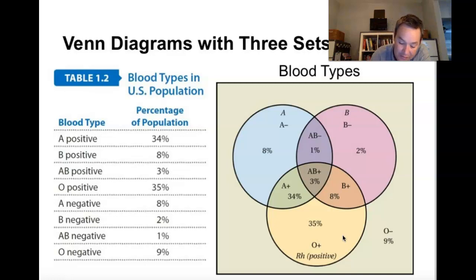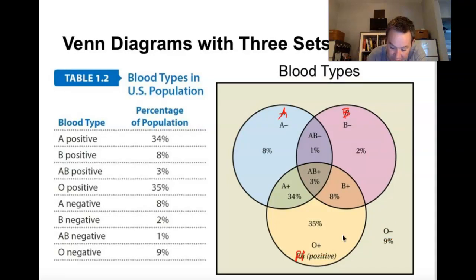And you can analyze that Venn diagram for how those relationships interact. So you have the set of A, the set of B, the set of Rh positive. So those outside, those that don't have antigens A or B, but are Rh positive, are type O positive. Those out here, outside A and B, but are not Rh positive, are considered O negative.